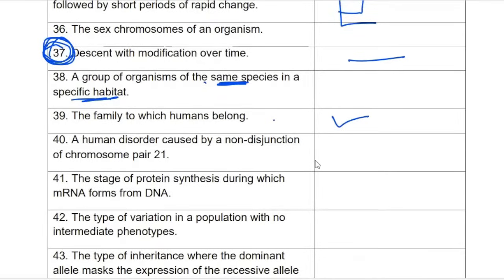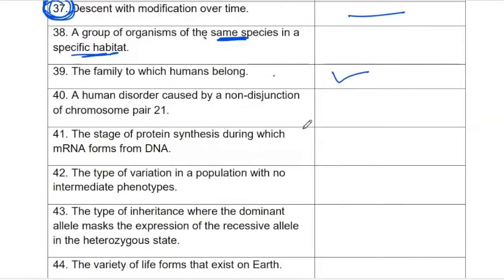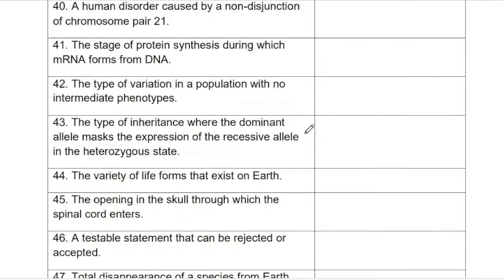The stage of protein synthesis during which messenger RNA is formed from DNA is transcription. Then the type of variation in humans with no intermediate, we call it continuous variation.